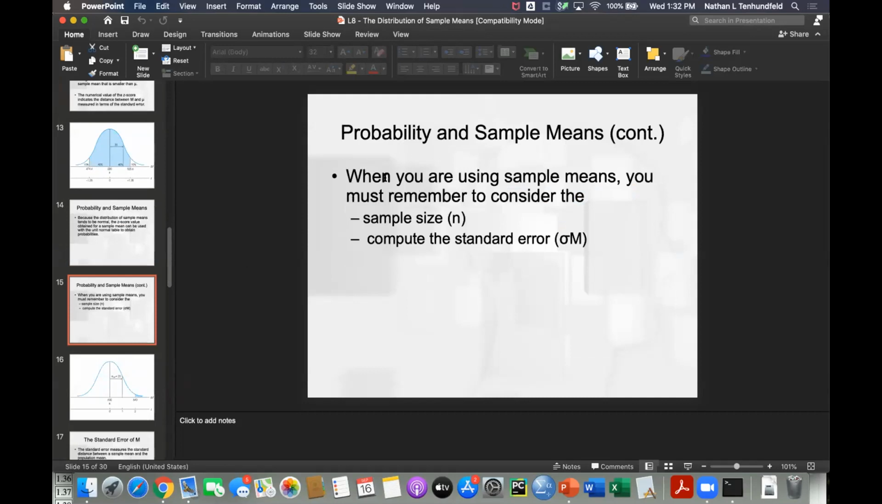And so again, the only difference between what we're doing this time is that we have to consider the sample size and that standard error of the mean rather than just the standard deviation.